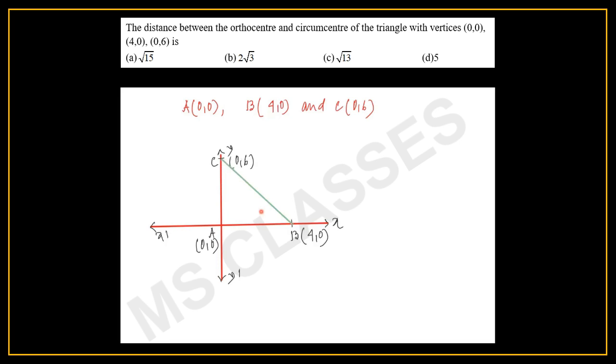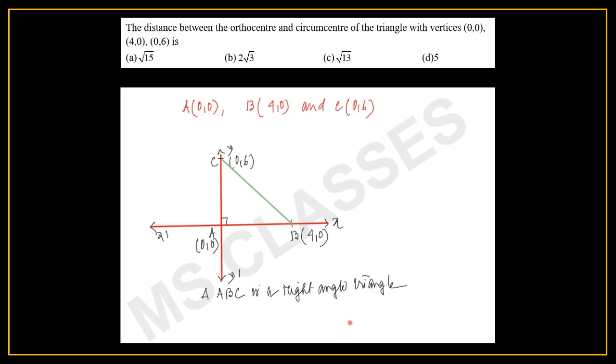Now to form the triangle, we just join B and C. So by joining B and C, we can see that this is a right angle triangle. The triangle ABC is a right angle triangle.